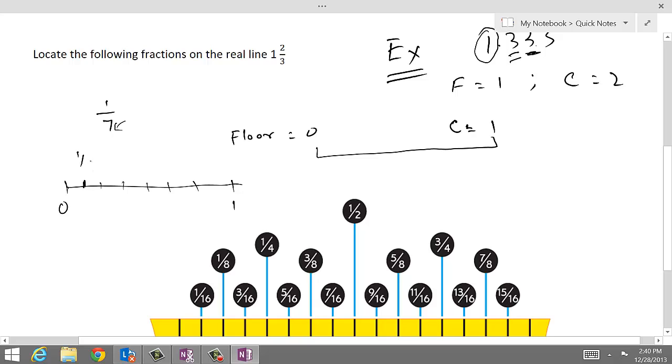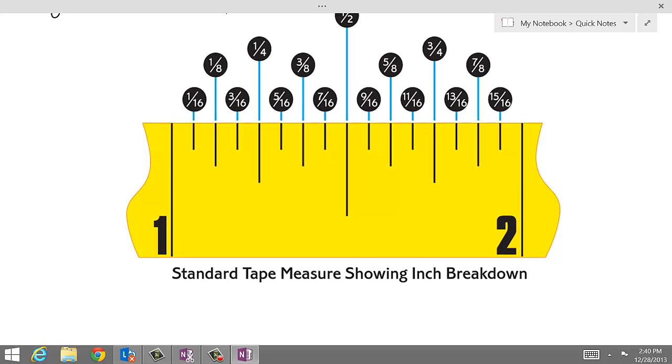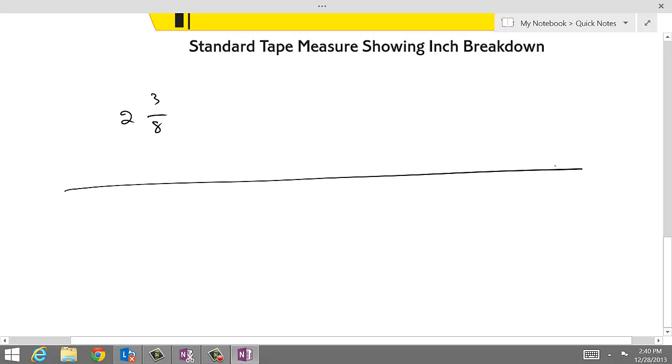So the 1/7 will be right here. If we further divide, let's say that we have 2 whole 3/8. So this is the real line, this is 0, this is 1, this is 2, and this is 3. So this 2 whole 3/8 lies between which two integers? This lies certainly between 2 and 3.